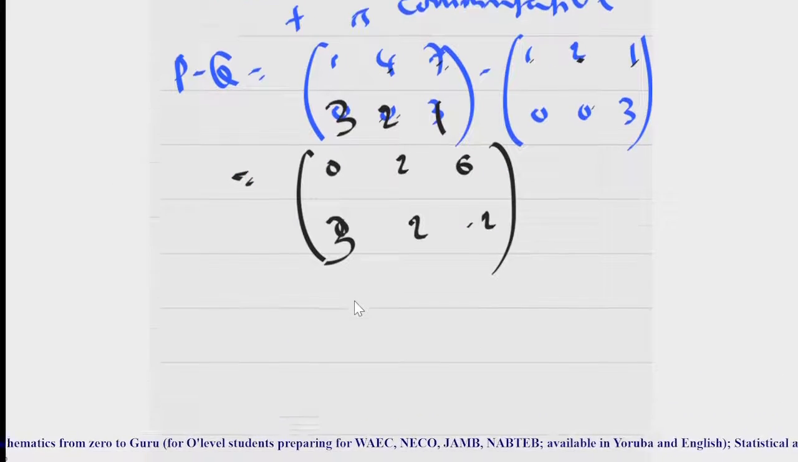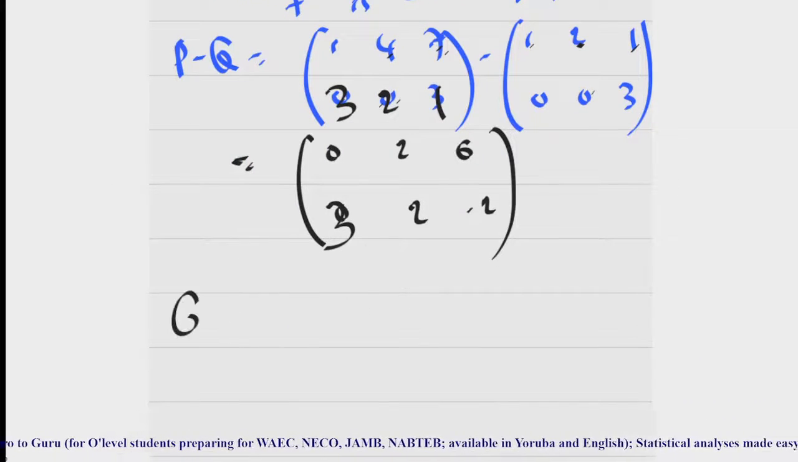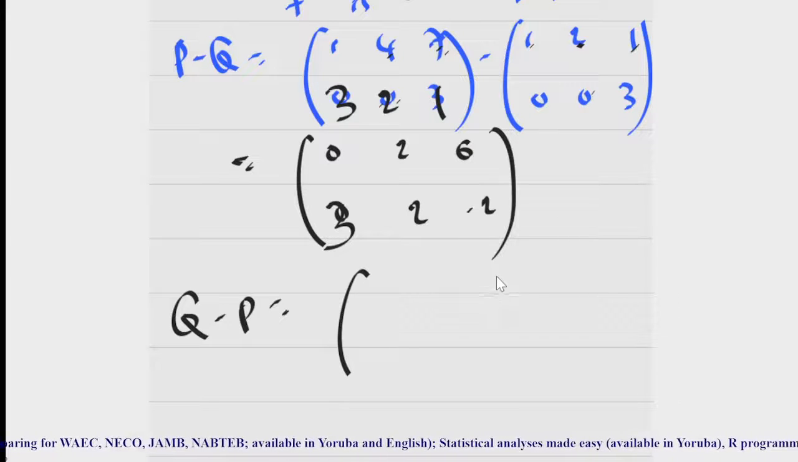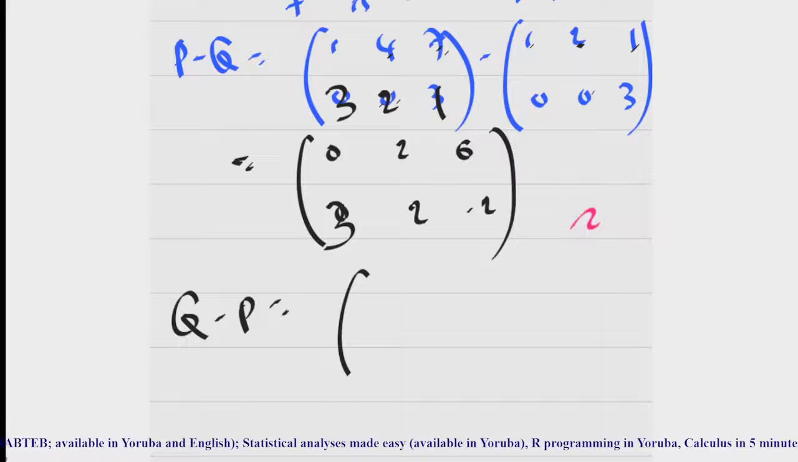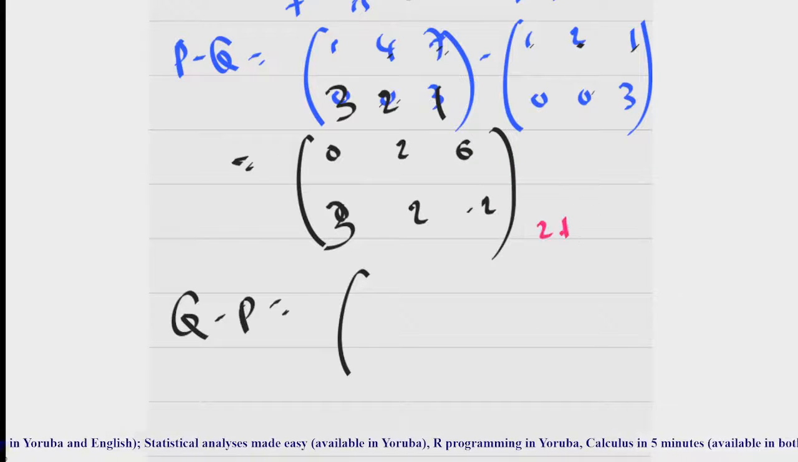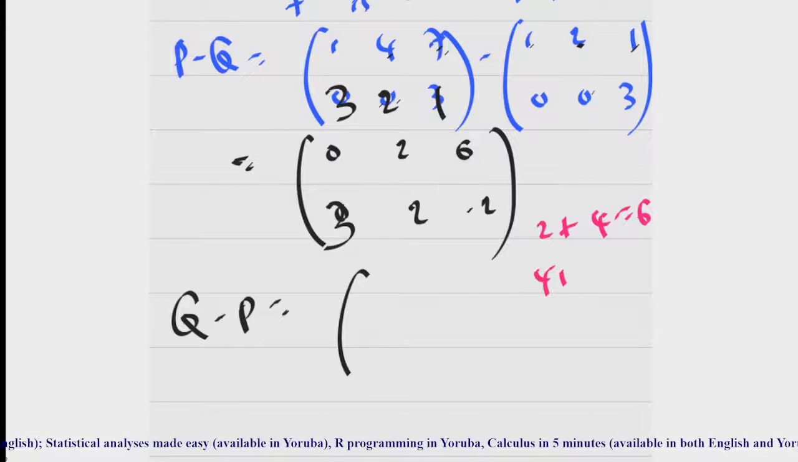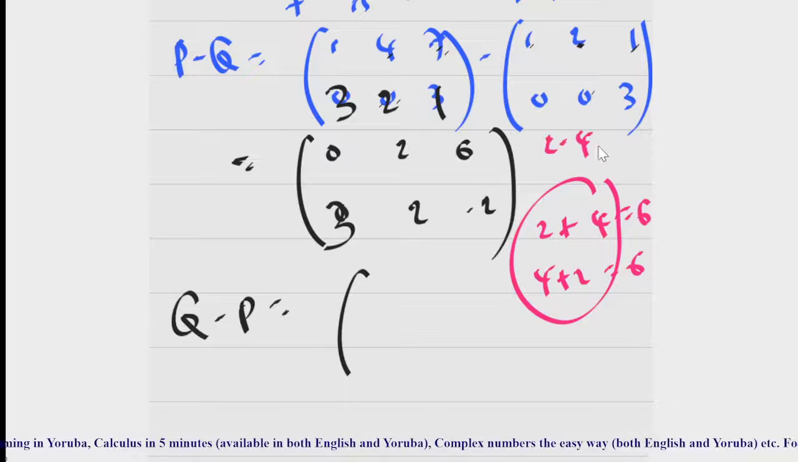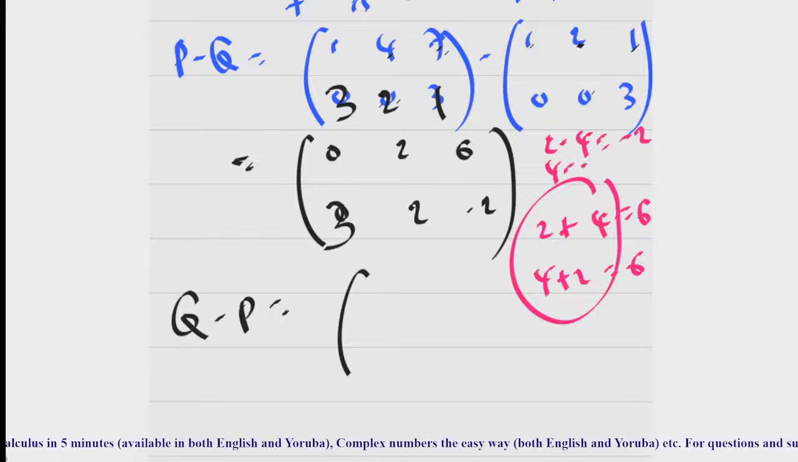Okay, let's see whether subtraction is commutative too. Let us find Q minus P. Some of you don't know the meaning of commutative. When we say commutative, that is when you change the order of operation and your result remains the same. You know 2 plus 4 is 6. 4 plus 2 is what? If you change their order, it is also 6. So we see that addition is commutative. What of subtraction? Subtraction is not commutative because 2 minus 4 will give you minus 2 and 4 minus 2 will give you 2. You know they are not the same. You understand now?